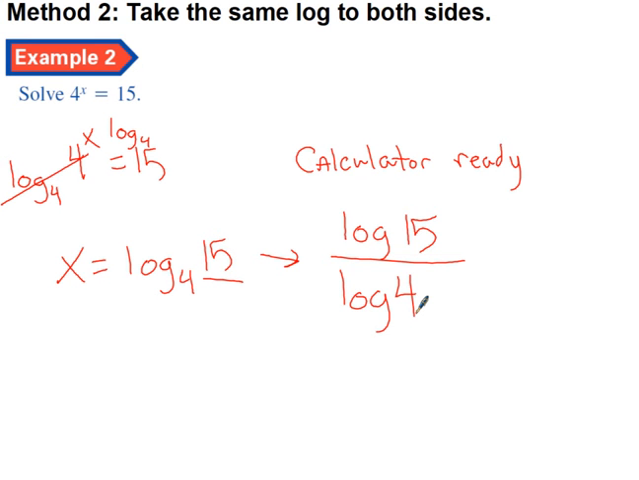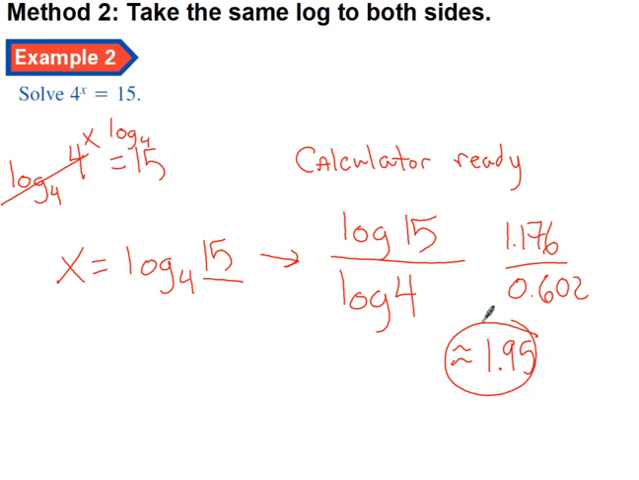So make sure you take the log of 15. That's going to be some decimal, 1.176. You take the log of 4, which is going to be some decimal, 0.602. Divide those out. Again, the more decimals you keep, the better your answer is going to be. And it is about 1.95. So that means 4 to the 1.95 power will give you 15, or roughly 15.